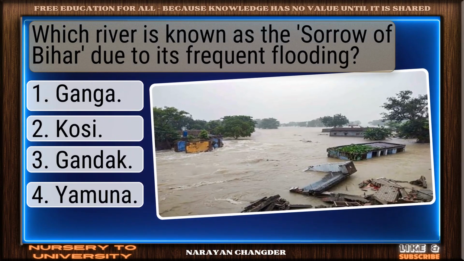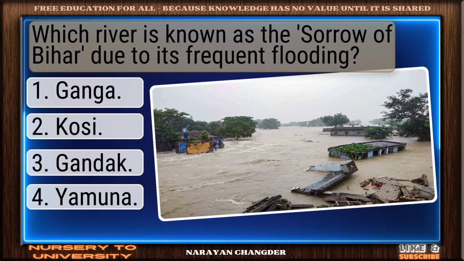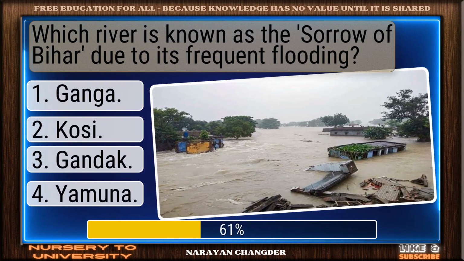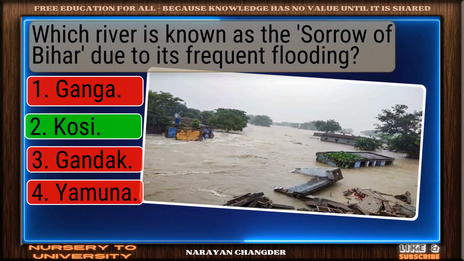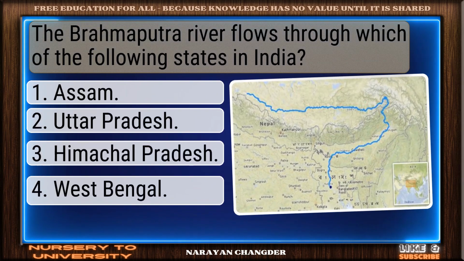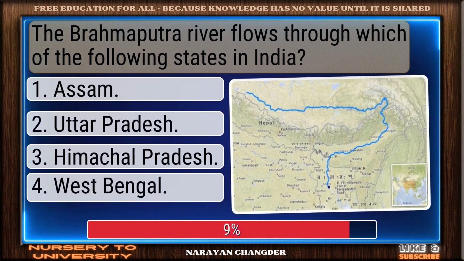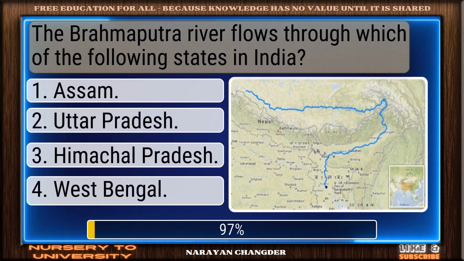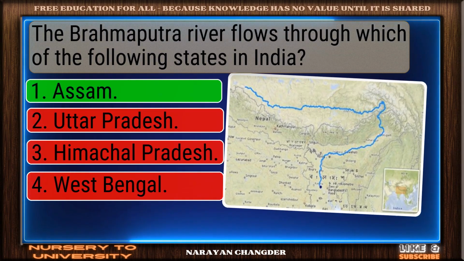Question number 57. Which river is known as the Sorrow of Bihar due to its frequent flooding? On track. Kosi is the correct answer. Question number 58. The Brahmaputra River flows through which of the following states in India? Nicely done. Assam is a solid answer.